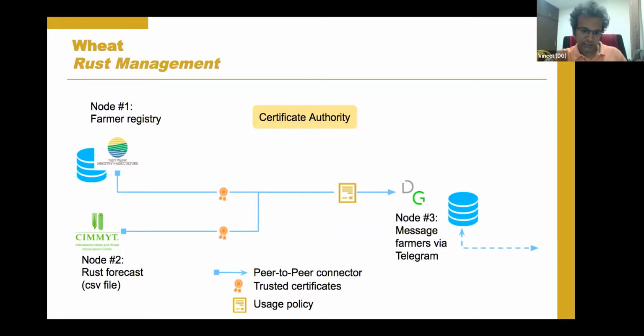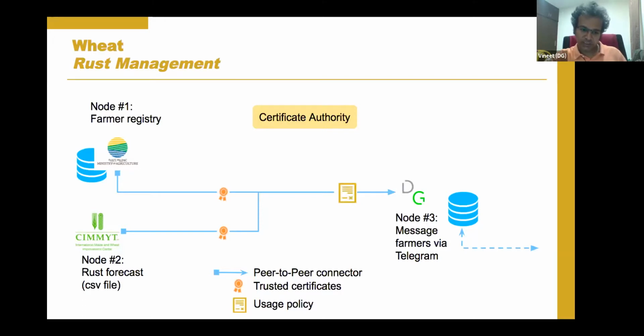And then there's node 2, which is another data provider, a Rust forecast file, maintained by CIMMYT. CIMMYT is an organization doing research on wheat. Wheat rust is a major disease that causes damage to wheat every season, and they provide a forecast every 10 days.